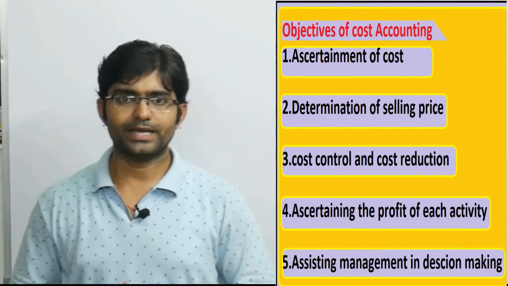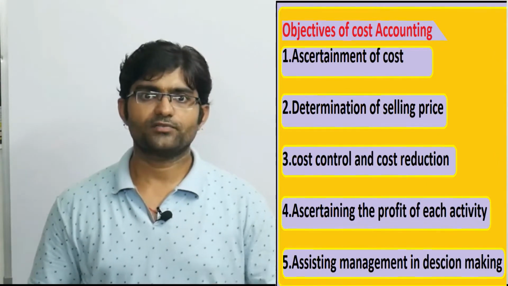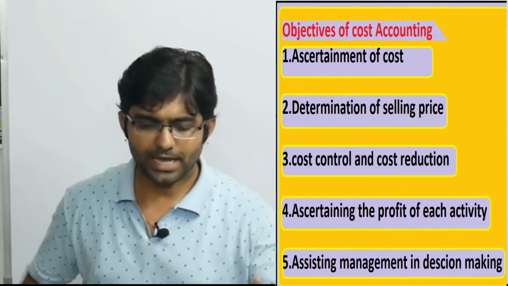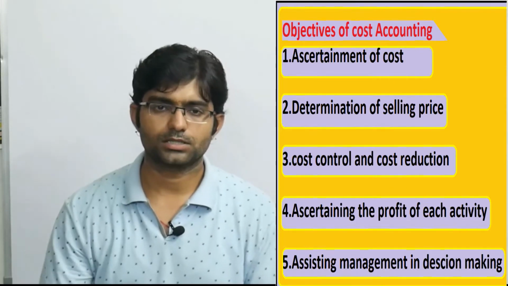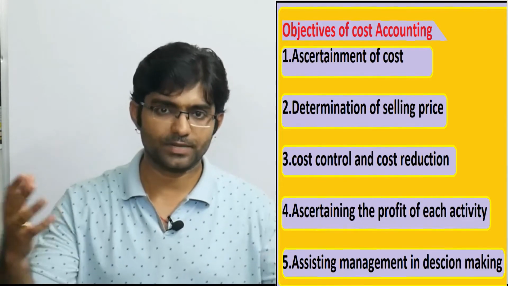The next objective is ascertainment of profit for each and every activity. If I am taking up any activity, I have to measure what are the costs, expected costs, and what is the expected benefit.